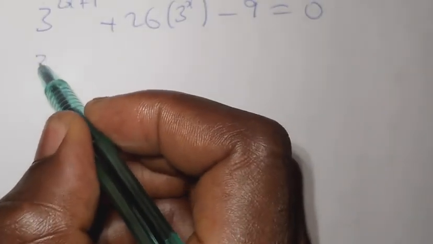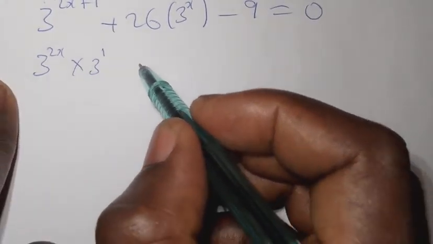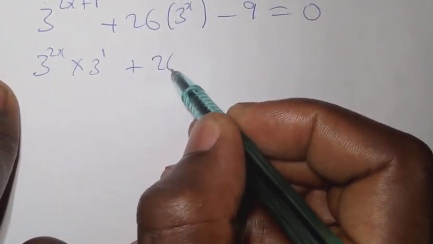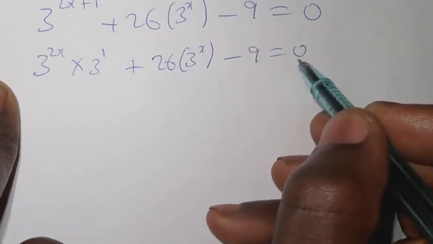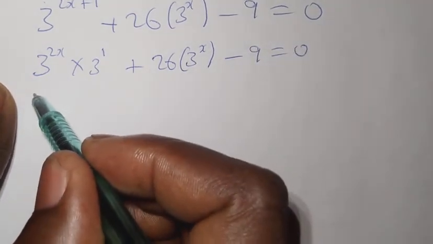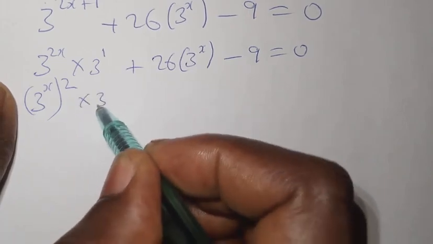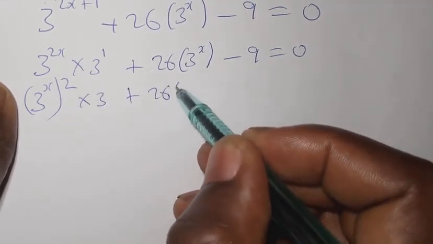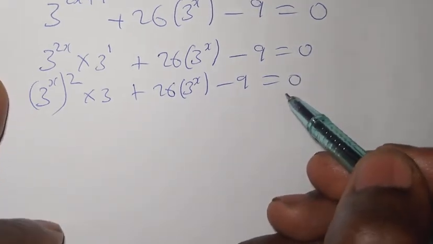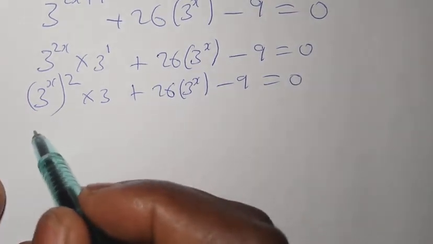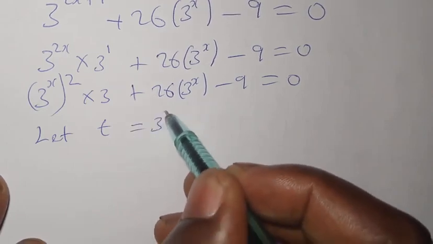So we apply indices here by having 3 raised to the power of 2x times 3 raised to the power of 1, then this will be plus 26 open bracket 3 raised to the power of x, all minus 9 equals 0. So we will have (3 raised to the power of x) squared, then multiplied by 3, then plus 26 (3 raised to the power of x) minus 9, all equal to 0. So having gotten this, the next thing is to let an alphabet, let me use this case, t equals 3 raised to the power of x.